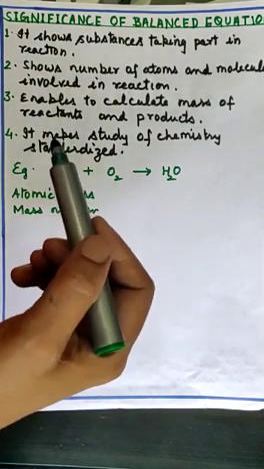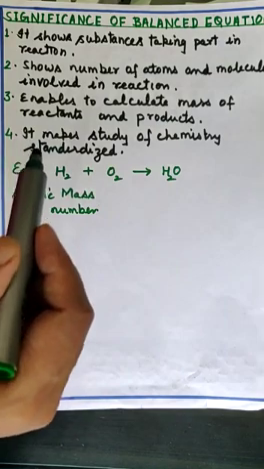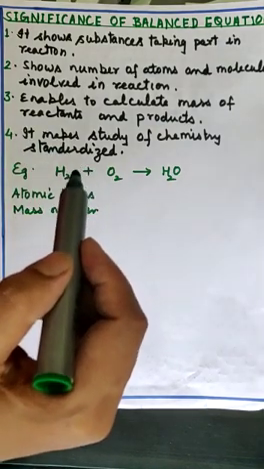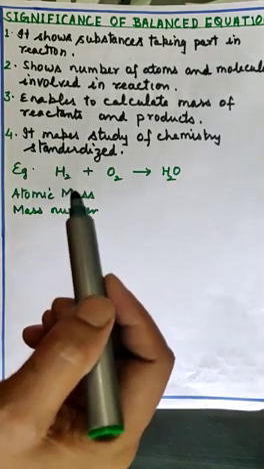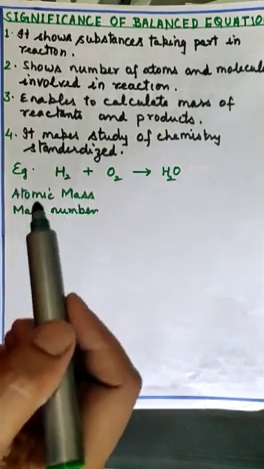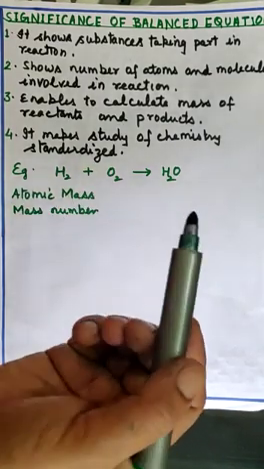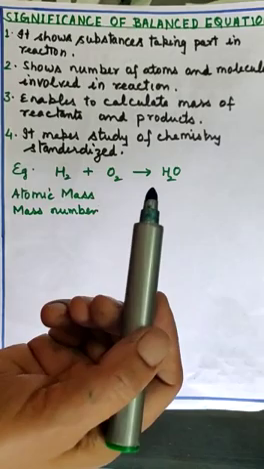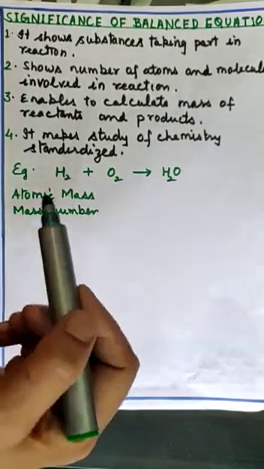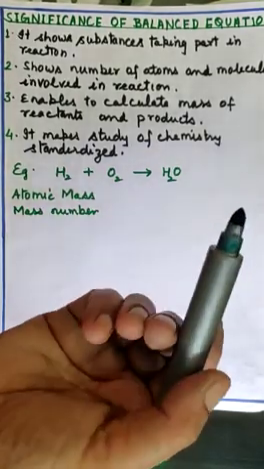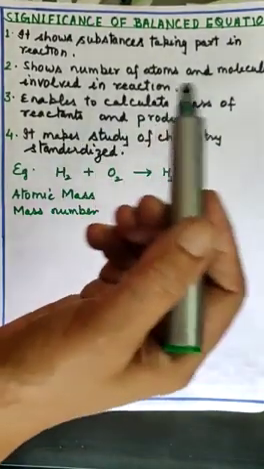As the law of conservation of matter says that matter can neither be created nor be destroyed, it means matter is made up of atoms, so atoms can neither be created nor be destroyed, and that is why the number of atoms of each element has to be the same on both sides. Apart from this, what is the more significance of a balanced chemical equation?